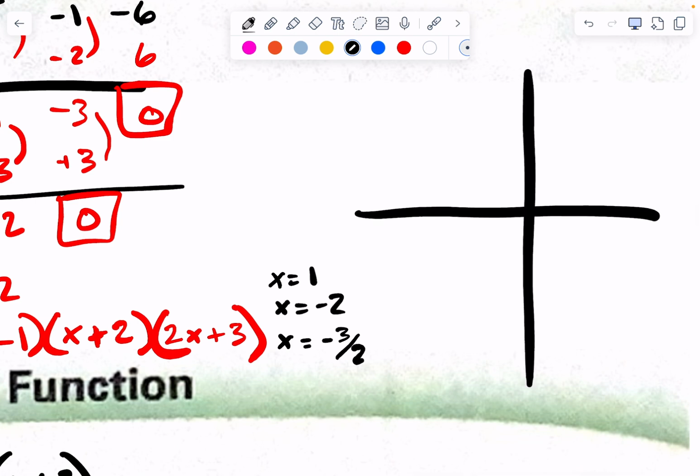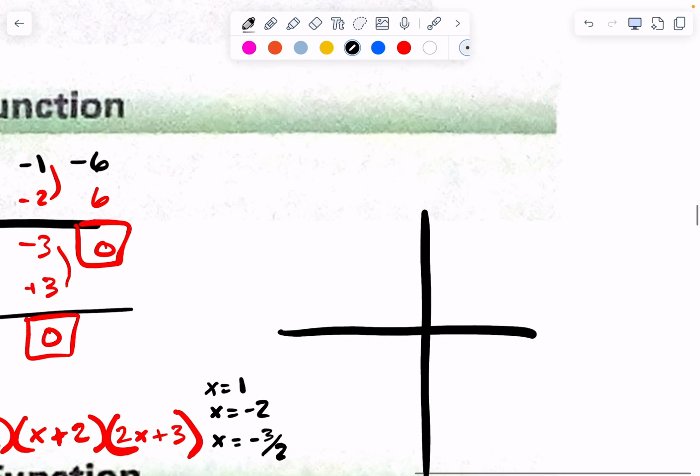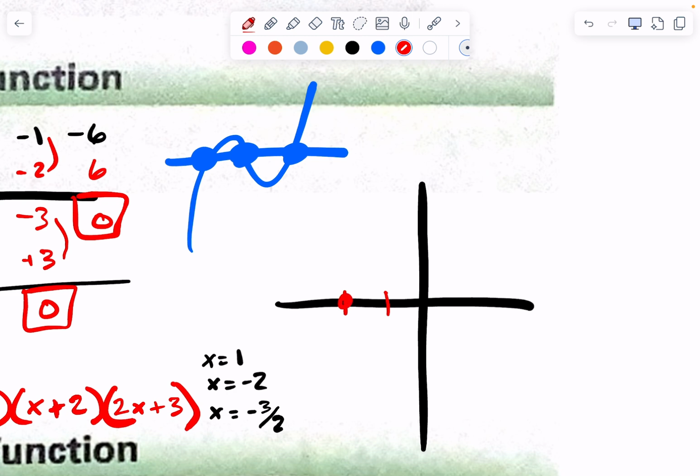So if we go to graph this guy, his parent function is x cubed. Do you know what x cubed looks like? He looks like one of these, okay? And he does cross at 3 places, so those 3 places are going to be like those 3 places. So that's what we've got. We've got negative 2, which would be this guy right here. Negative 3 over 2 is negative 1.5, so that's right close together. And then 1 is my other guy.